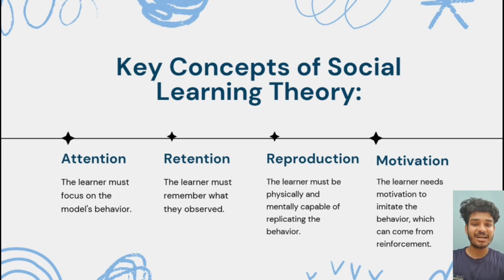Attention means the learner must focus on the model's behaviors. Retention means the learner must remember what they observed. Reproduction means the learner must be physically and mentally capable of reproducing the behavior. And finally, motivation means the learner needs motivation to imitate the behavior, which can come from reinforcement.